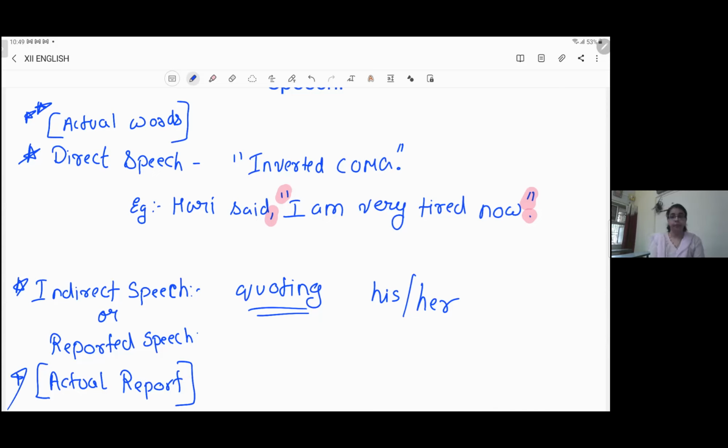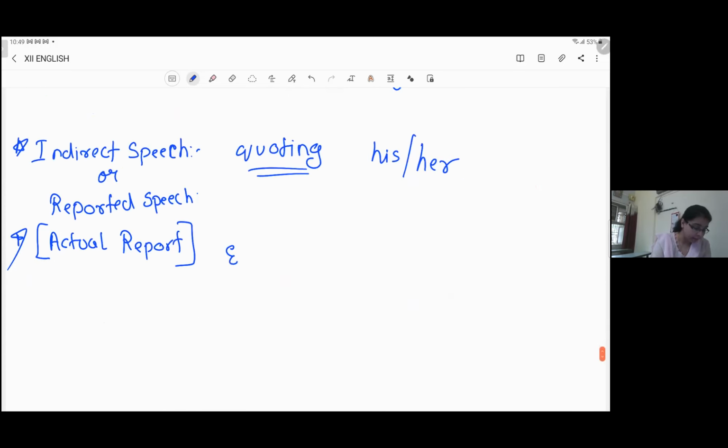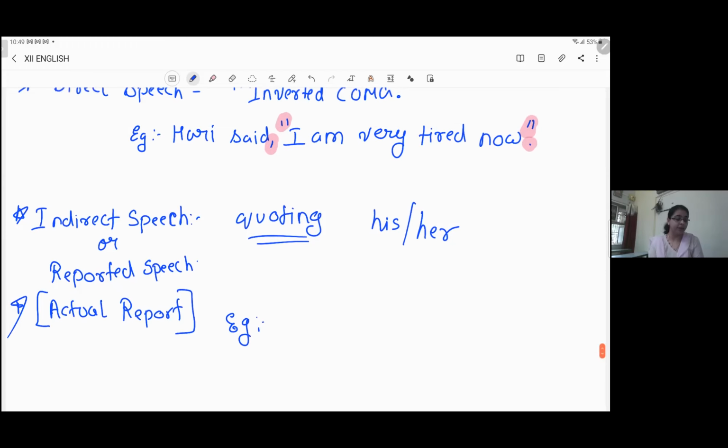Clear? Now, here the same sentence that we had written in direct speech, we are going to convert it into indirect speech. Now, how will you all write an example? What was the sentence in direct speech? Hari said, I am very tired now. How will you all convert it?